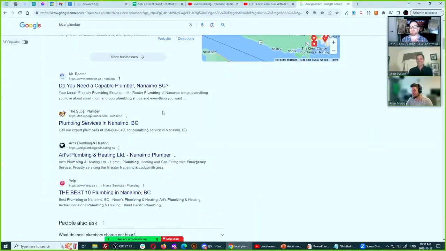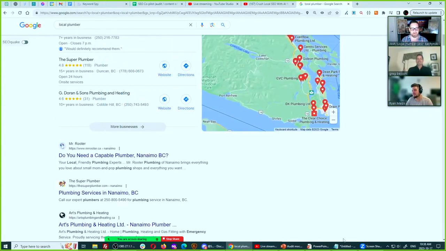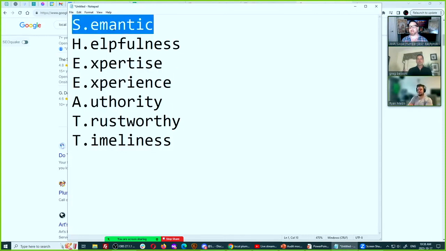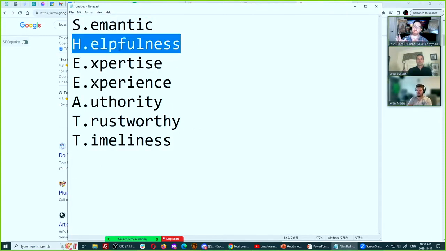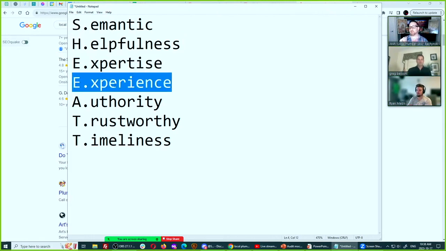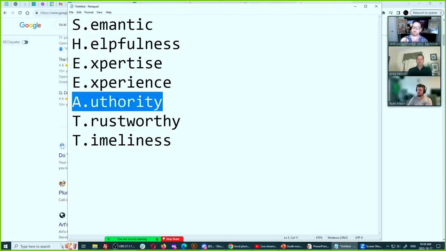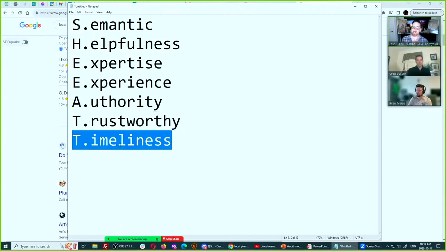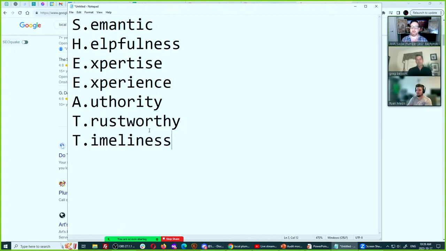Okay, so we were talking about local SEO and GMB SEO. For local SEO, you need the SHEET, right? This is the SHEET acronym. You need the semantic keywords on your page. You need the helpfulness magic words. The AI can find those for you. You need the expertise magic words. You need the experience magic words. You need the authority magic words. You need the trustworthy magic words. And you need the magic words to show that you're timely. Google will not rank you unless you have all of these things.